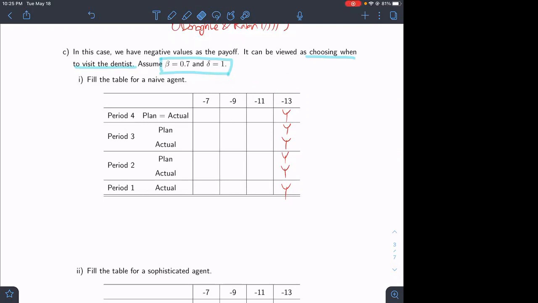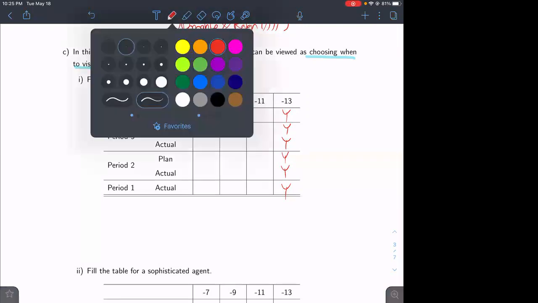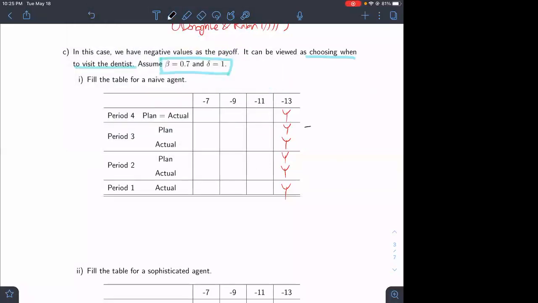So in period 3, for the naive agent, let's see what he's going to do. He's thinking that if I visit the dentist now, my pain is -11, versus if I don't visit the dentist now, then I need to visit tomorrow, in period 4, and then my pain is -13. I don't need to discount this because this is happening in the naive agent's mind. So -11 is larger.